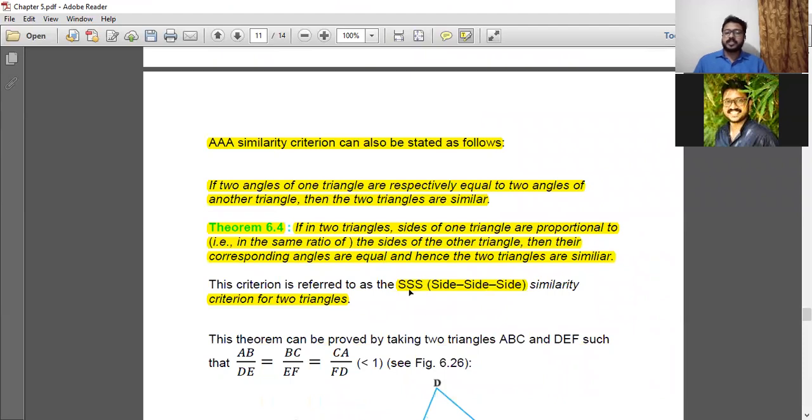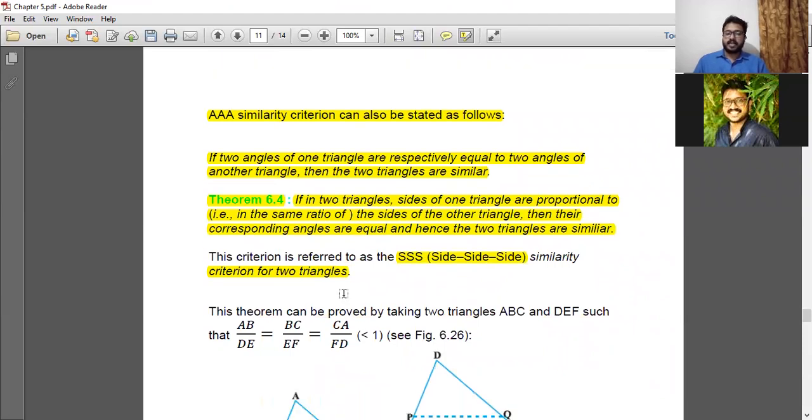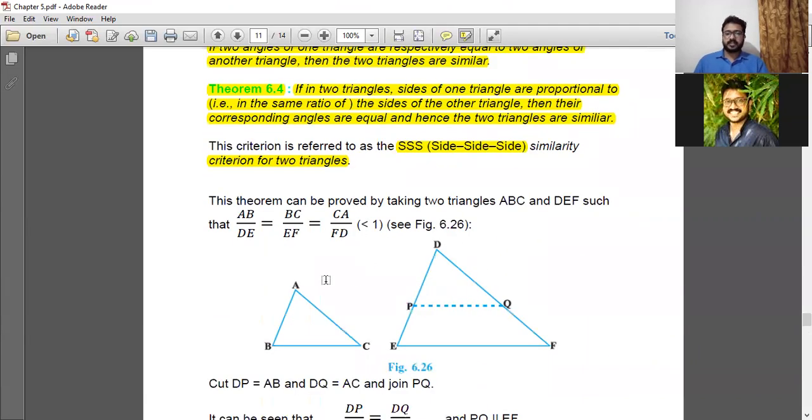Again, we can prove this criterion by considering, and what is our aim? Okay, first of all, let us consider triangle ABC and triangle DEF. Now look at one thing. What is it that we want to prove? We want to prove the ratio of the corresponding sides should be in the same ratio. That is our aim.